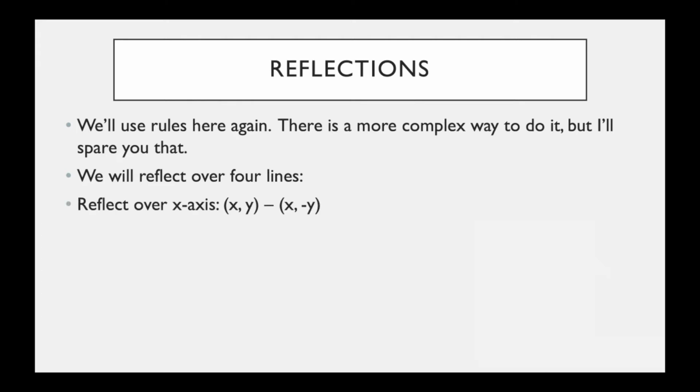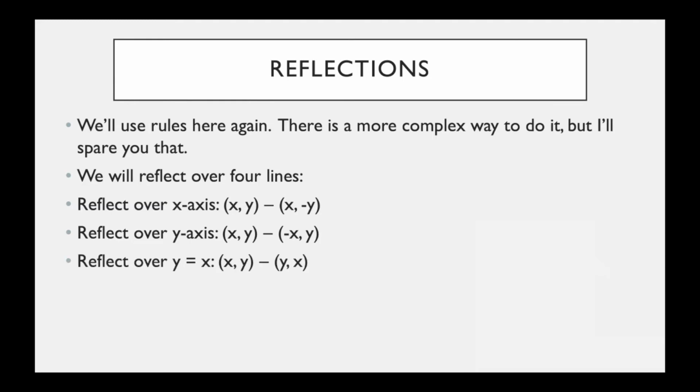The first is reflecting over the x-axis. So taking a shape or a point and putting it on the opposite side of the x-axis. This will take any coordinate from x comma y to x comma negative y. Next is reflecting over the y-axis, and this does the opposite of what you would think it should. To change over the y-axis, we're going to take a point x comma y and change it to negative x comma y.